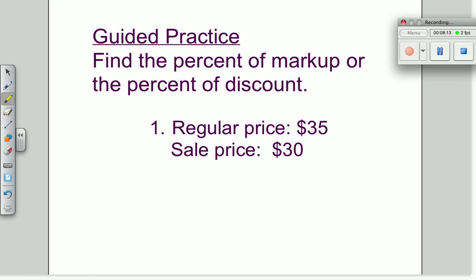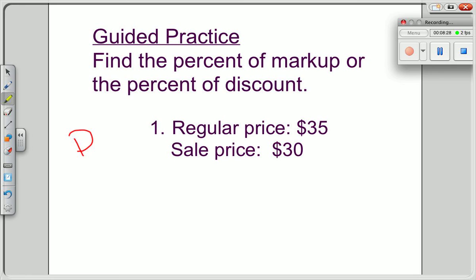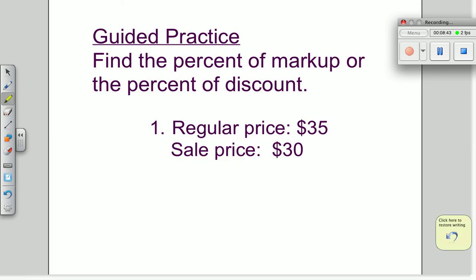Okay, so now we're on guided practice, and the first one we're going to do is find the percent of markup or the percent of discount. So if you see here for number 1, regular price and sale price, you should know that this is a discount. Okay? Because we have a regular price and a sale price. So the first thing we need to do is find the amount of that discount. How much is the discount?